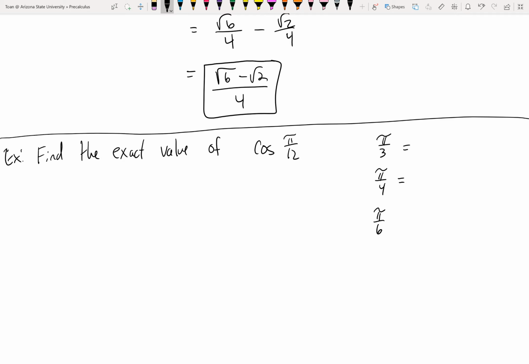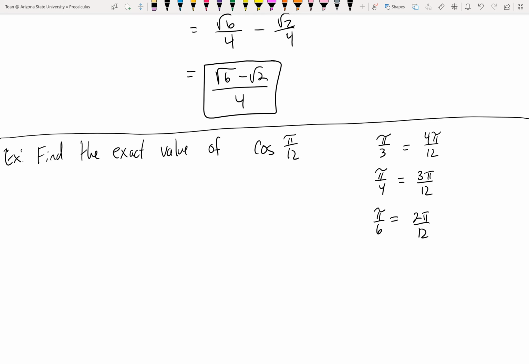Now, when it comes to radians, I try to match what the denominator is. So sometimes it's hard to think in terms of pi thirds, pi fourths, pi sixths. Now, because I want cosine of pi 12ths, I'm going to think in terms of pi 12ths. And I know that pi thirds is 4 pi 12ths, pi fourths is 3 pi 12ths, and pi sixths is 2 pi 12ths. And your job is to figure out, okay, how can I use these angles, either adding or subtracting, to get to 1 pi 12ths?